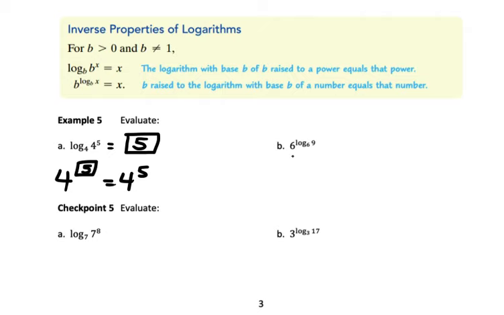For part B, we have 6 raised to the power of log base 6 of 9. This is also going to be equal to x. In this case, x is the number that comes after the base. And let's see why that is.